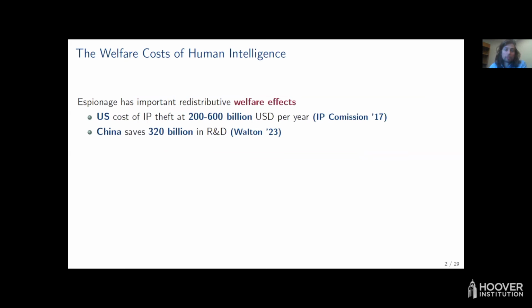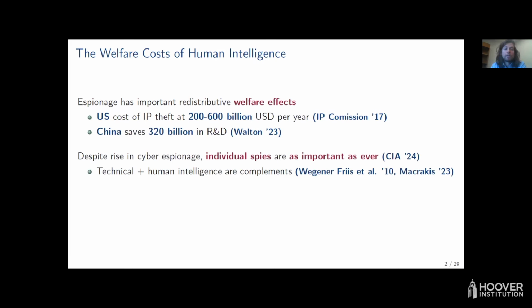And we think that's important because espionage has very large redistributive welfare effects. There's an estimate from the IP Commission from 2017 that suggests that intellectual property theft costs the United States between 200 and 600 billion US dollars per year. And there's a separate estimate that shows you the benefits of espionage for the other side. This is from Walton 2023, and it says that China likely saves about 320 billion, also US dollars, in research and development costs from economic espionage. So that's the first part of our motivation.